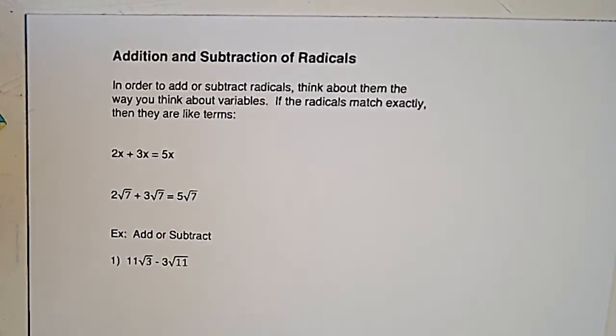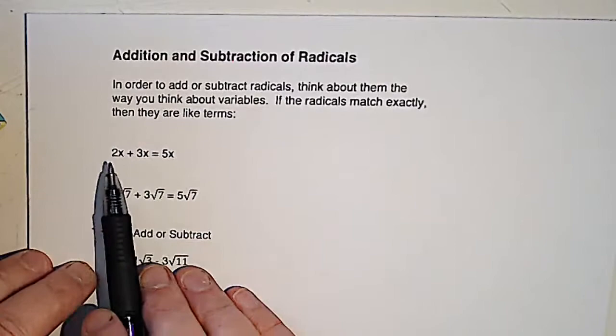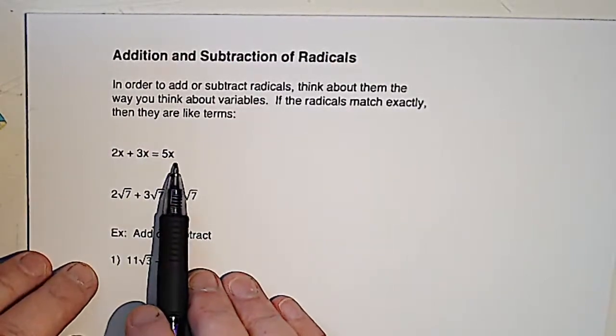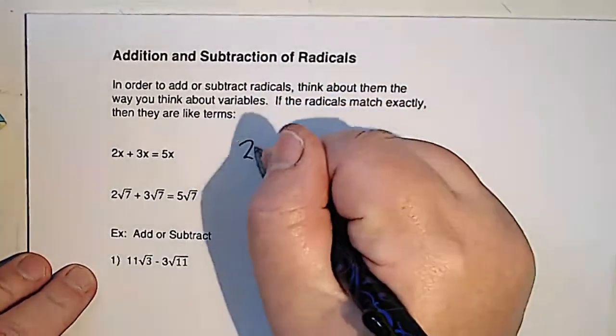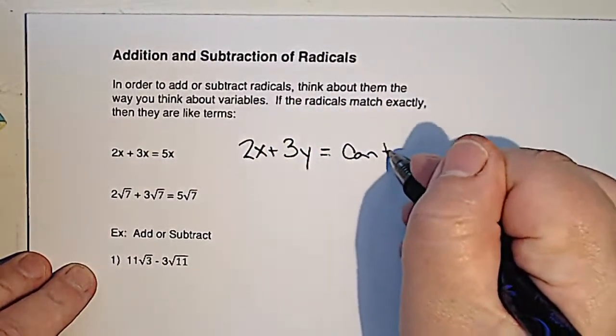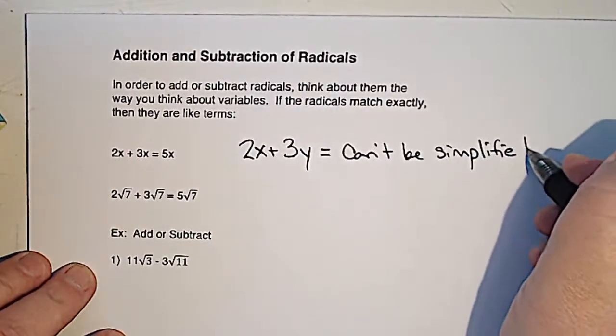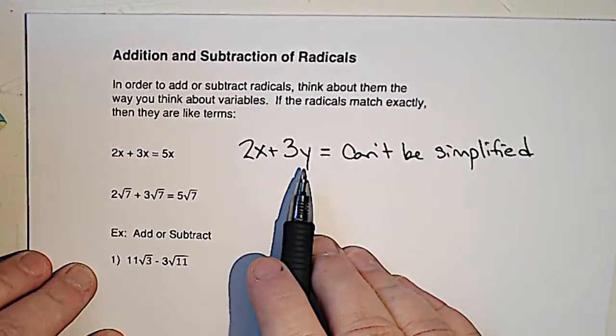And adding and subtracting, I have said before, I will say again, adding and subtracting, not your best friends. It seems like they're very nice, but they're not. And the reason for that is that we have to have like terms. So for example, 2x plus 3x equals 5x. But 2x plus 3y can't be simplified. We can't add them together if they don't match.